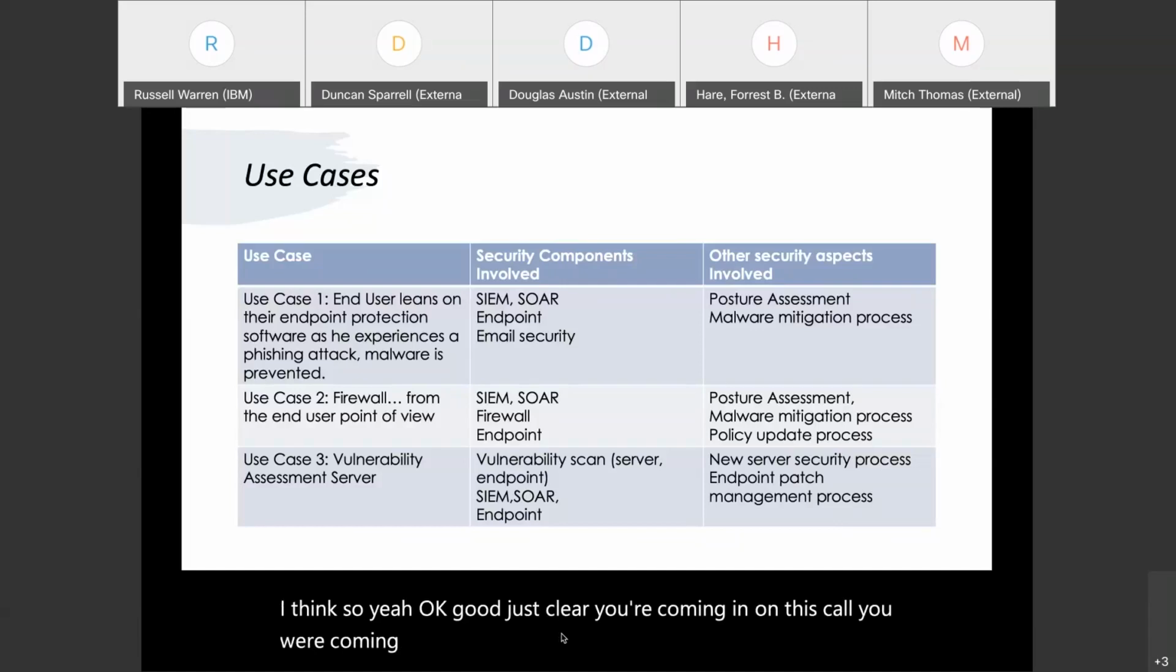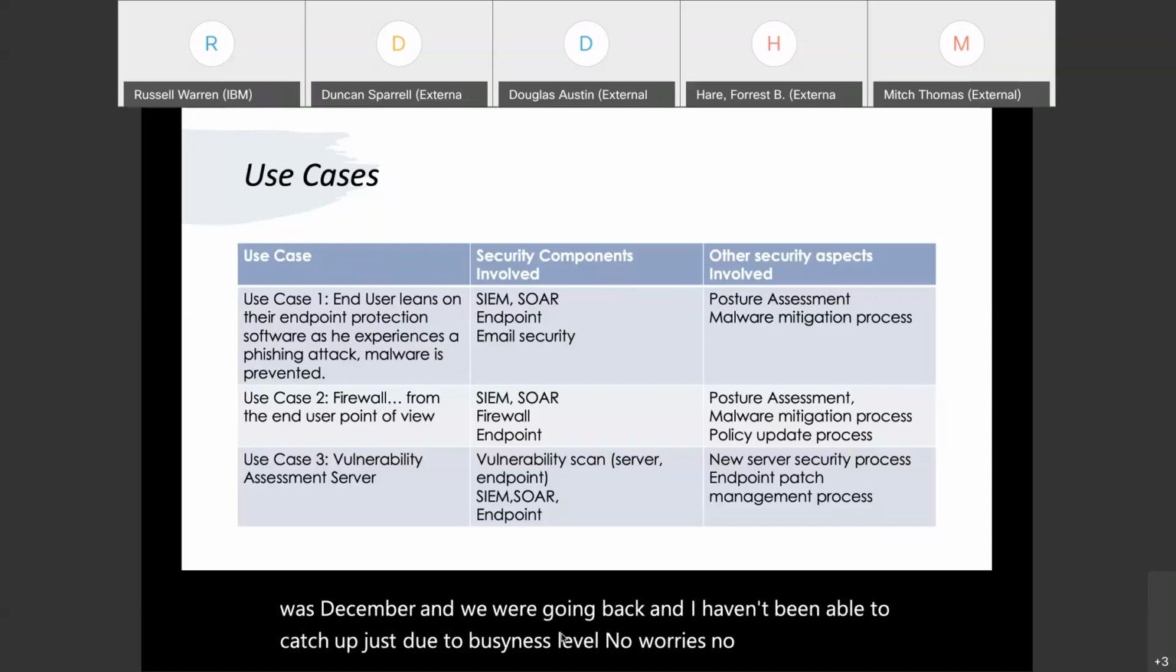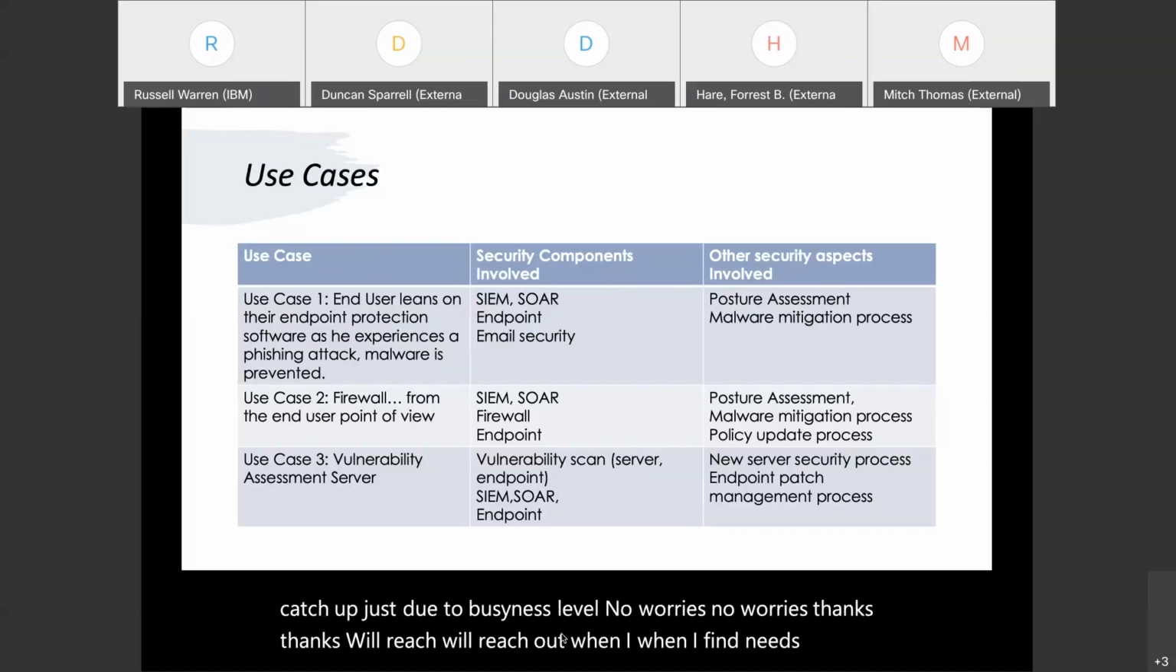The last time I talked about these was December, and we were going on another tack, and I haven't even been able to catch up since then, just due to busyness level. No worries, no worries. Thanks, Phil. We'll reach out when I find needs for massaging these, which I think we will have. I just haven't got to it yet.